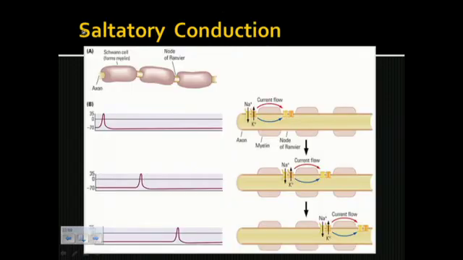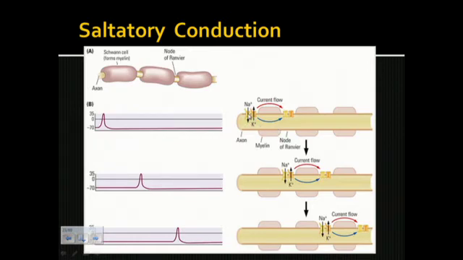Okay, so another word for an action potential along a myelinated axon is called saltatory conduction. Saltare means to jump or to hop. So the action potential actually jumps from node to node to node, loosely speaking. It doesn't actually jump over.